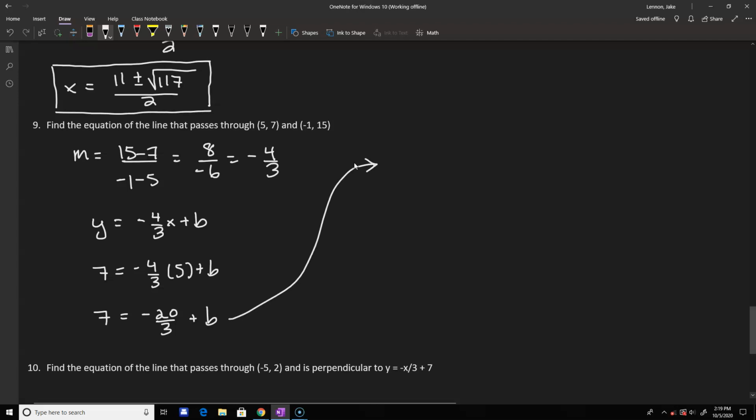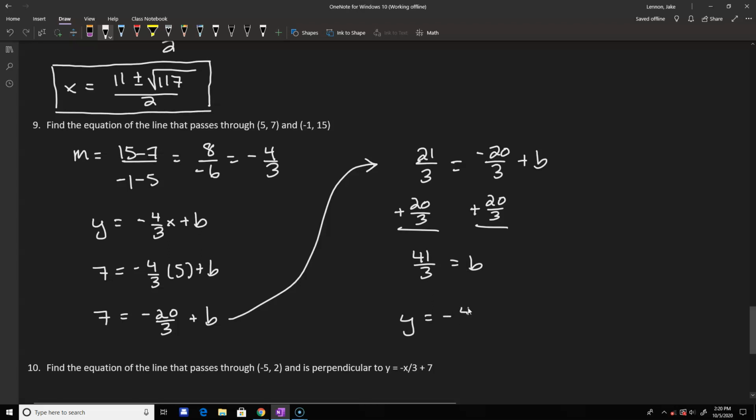So let's make 7 have a common denominator. 7 times 3 over 3, so 7 is the same thing as 21 over 3. That's negative 20 over 3 plus b. And then we want to add 20 over 3 to both sides. So in doing so, we end up with 41 over 3 since we have the common denominator. And that's the value of b. So we end up with y equals our slope, negative 4 over 3 x, plus our y-intercept, 41 over 3. And that is our answer in slope-intercept form, y equals mx plus b.